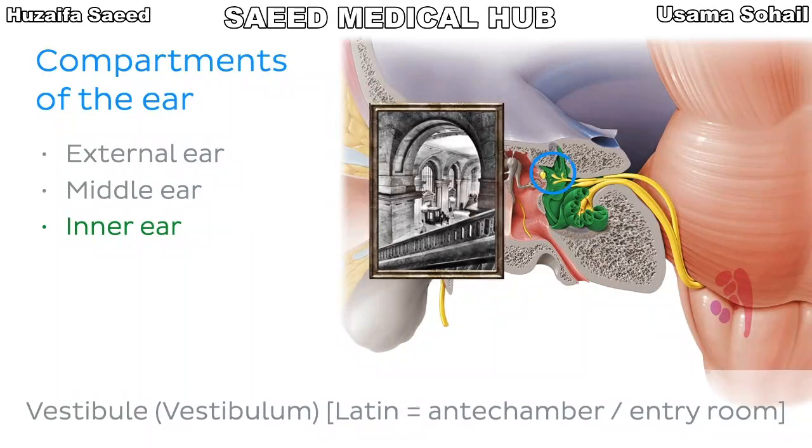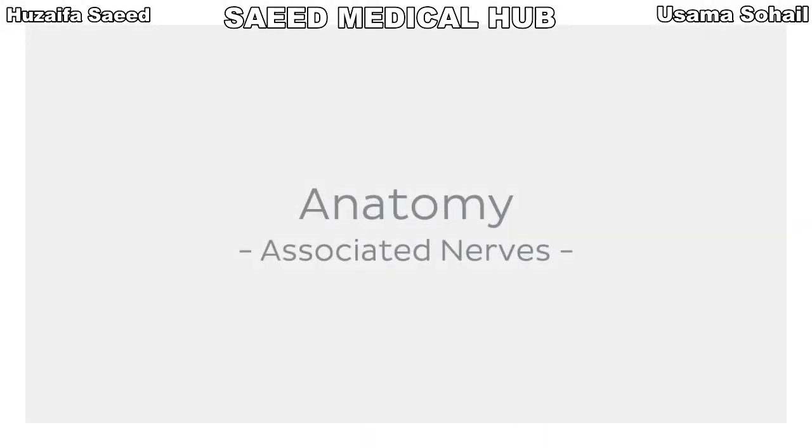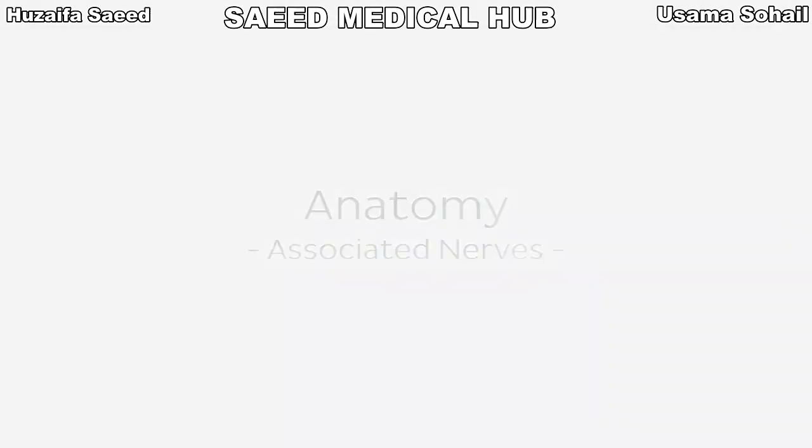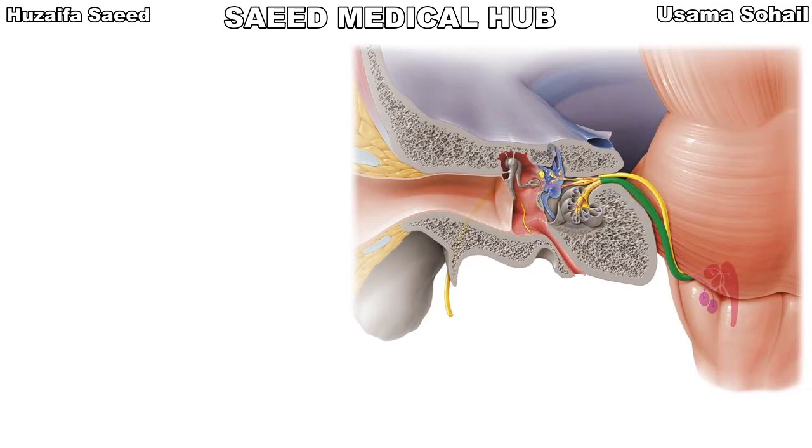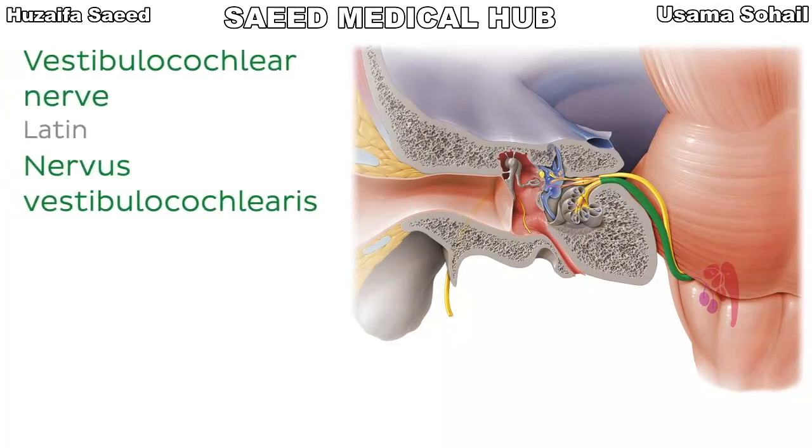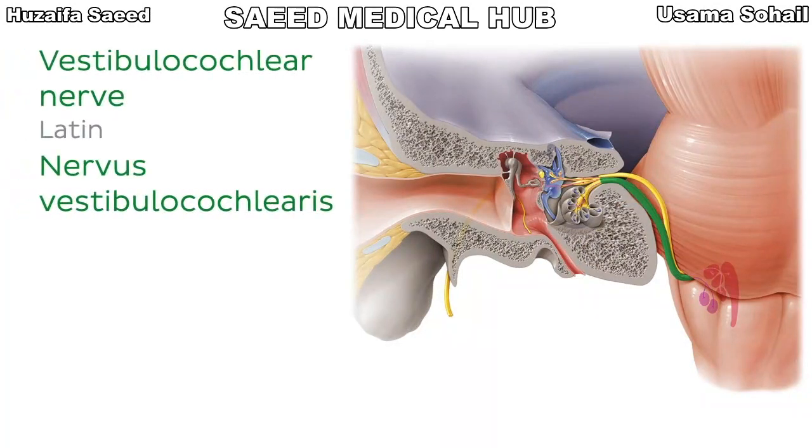So now that we've talked about the components of the ear, let's briefly talk about some of the nerves that are associated with this region. And of course, the main nerve we want to be looking at today is the vestibulocochlear nerve, which is highlighted in green on this image.